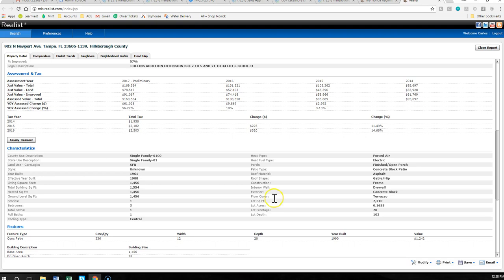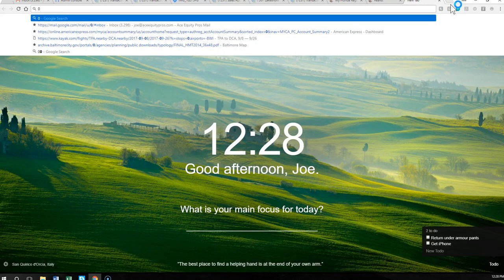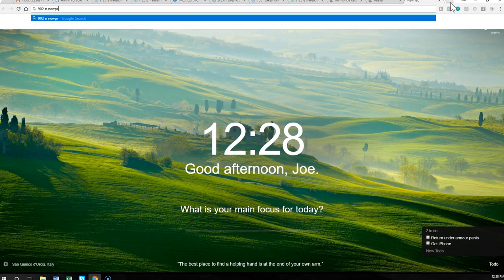So a lot of times what you want to do is look at the pictures, like for example for the frame, for the exterior, for the construction, you want to see if it's wood or frame or block.